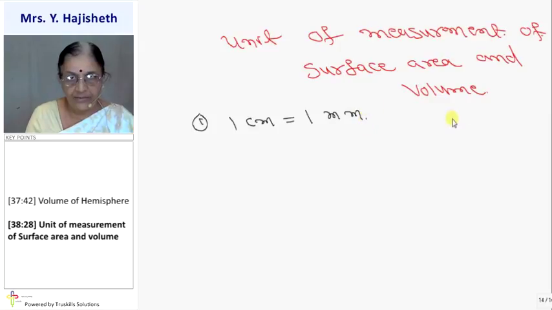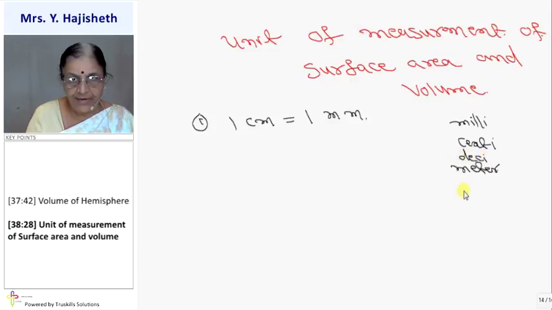देखो मैं इधर लिखती हूं: मिली, सेंटी, डेसी, मीटर, डेका, हेक्टो, किलो, मेरिया.